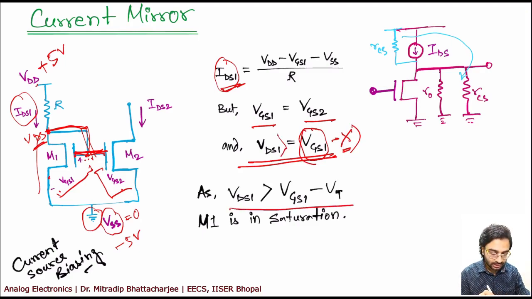So this is what exactly is written. VDS1 is greater than VGS1 minus VT. This is the condition for saturation. So your M1 will always be in the saturation region. Okay, that is very clear.